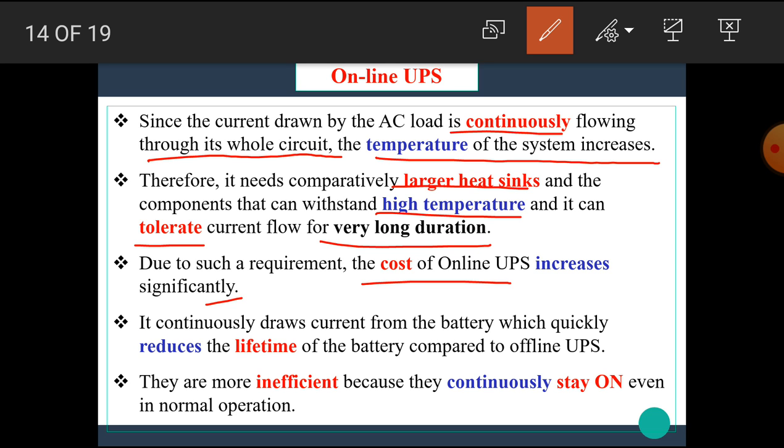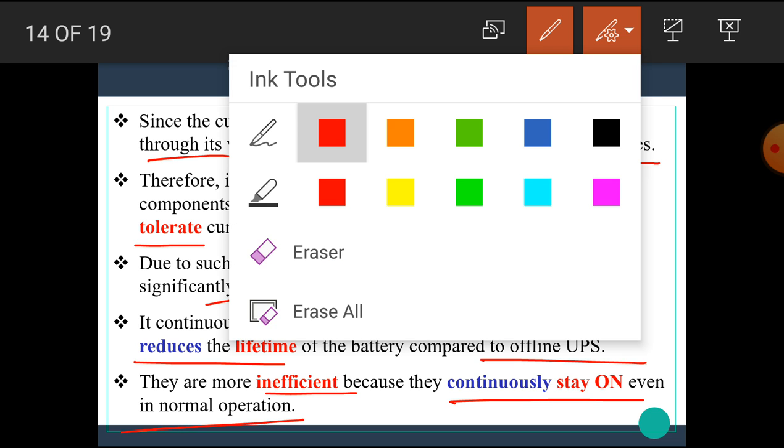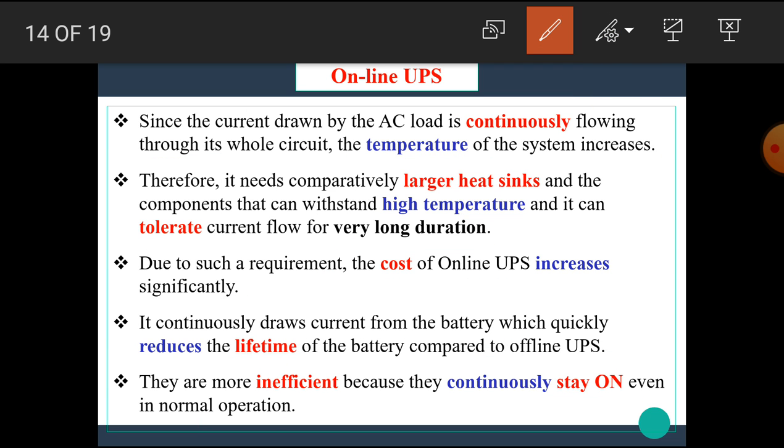It continuously draws current from the battery, which quickly reduces the lifetime of the battery compared to the offline UPS. They are also more inefficient because they continuously stay on even in normal operation. These are all the disadvantages of the online UPS.